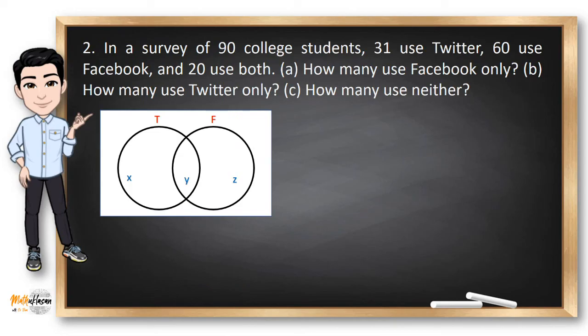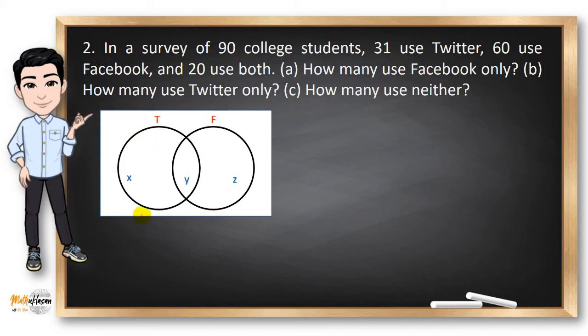For this example, we have a survey of 90 college students, and based on the results, 39 of them use Twitter, 60 use Facebook, and 20 use both platforms. Now, the question is, how many use Facebook only? How many use Twitter only? And how many use neither?